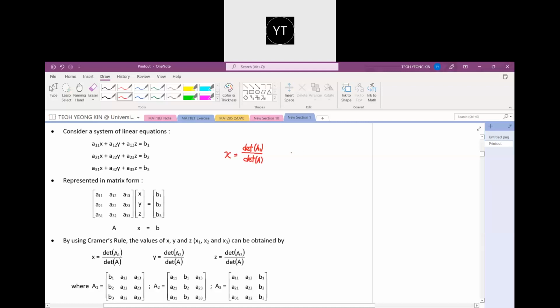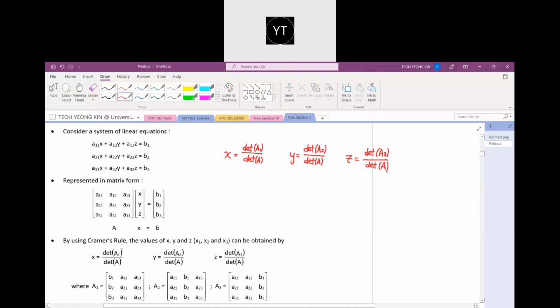Nanti saya akan tunjuk. So, Y will be the determinant of A2 over the determinant of A. You can see that the denominator is the determinant of A. Maksudnya determinants of A ni kita cari sekali saja, sebab dia semua ni sama. Yang beza dia adalah determinants of A1, A2 and A3. Then Z will be equal to the determinant of A3 over the determinant of A. So this is the formula.